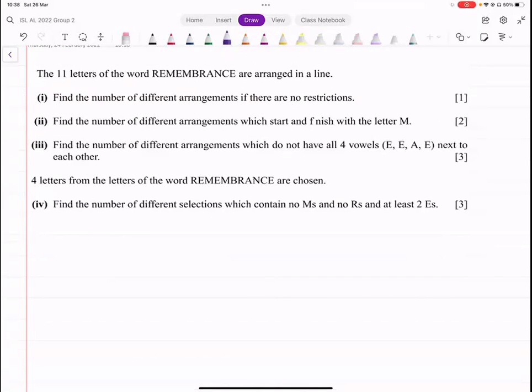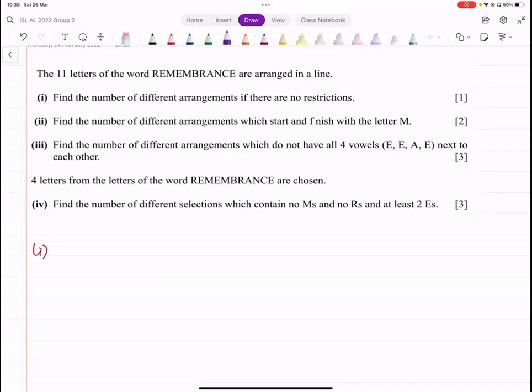Okay. So the letters of the word remembrance are arranged in a line. Find the number of arrangements if there are no restrictions. Okay, so remembrance is the word, and we have to find the number of arrangements without any restrictions. It's just 1 mark, so it should be pretty quick.